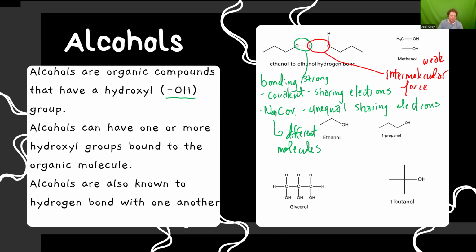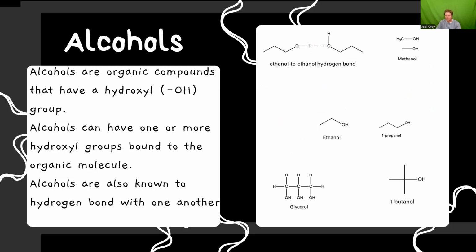A hydrogen bond, which is the example that's circled in red here, is a fairly weak interaction. Now, alcohols can have one or more hydroxyl groups, so they could have multiple hydrogen bonds with another molecule. Alcohols are known to hydrogen bond with themselves as well as many other things. Now, let me clear all my drawings on this slide. Done. And illustrate a couple of different alcohols.